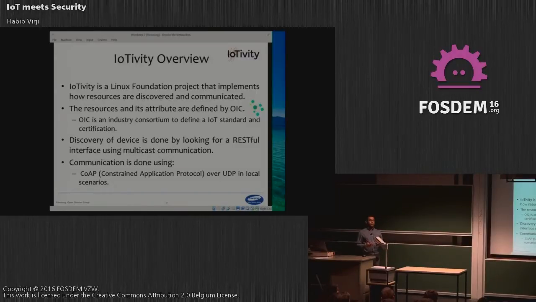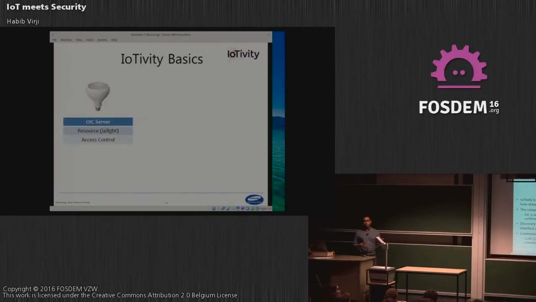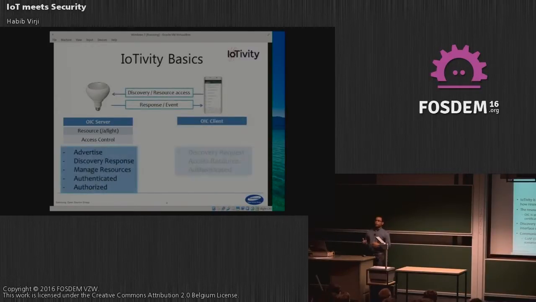Certification certifies that this product can speak to another device. It also tests the security to ensure that the devices which have been provisioned and onboarded are the only ones that communicate with each other. It's based on a RESTful interface, in the sense that the light bulb will expose itself as a URI, for example /light, and that's how it's discovered by the other device using CoAP.